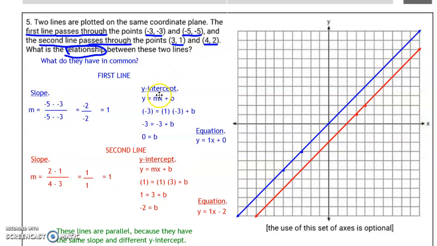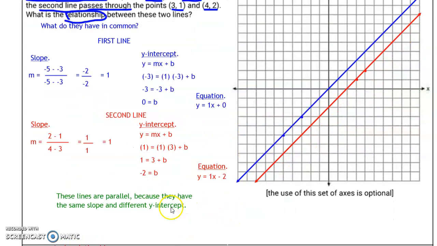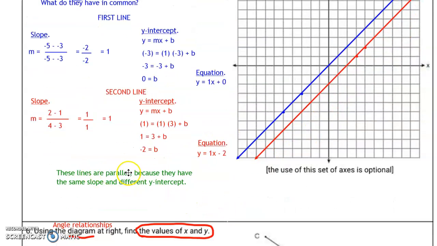Then we find the y-intercept by substituting any of these 2 points into the equation y equals mx plus b, along with the slope. We find the equation is y equals 1x plus 0, or in other words, just y equals x. This next equation is y equals 1x minus 2, or in other words, x minus 2. I can tell that they have the same slope, and they have different y-intercepts. Since they have the same slope and different y-intercepts, we can say that these lines are parallel.